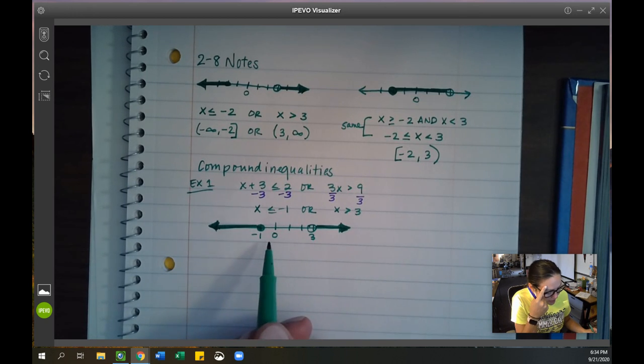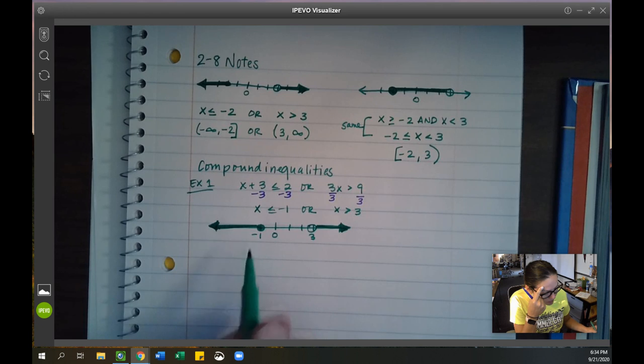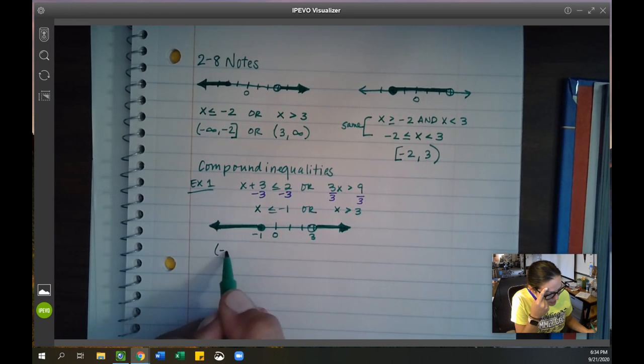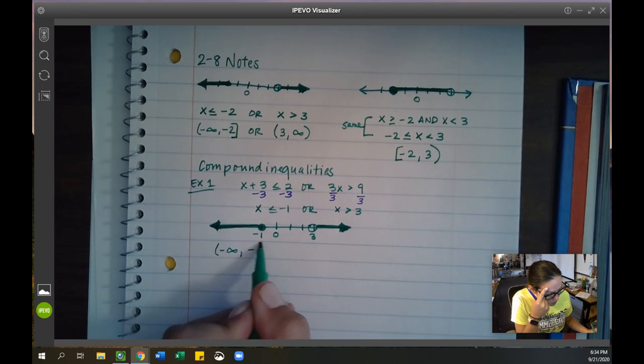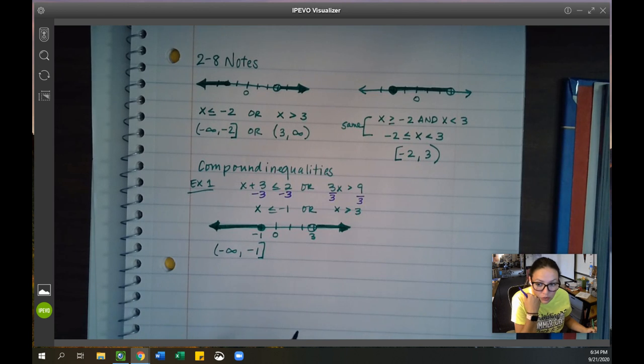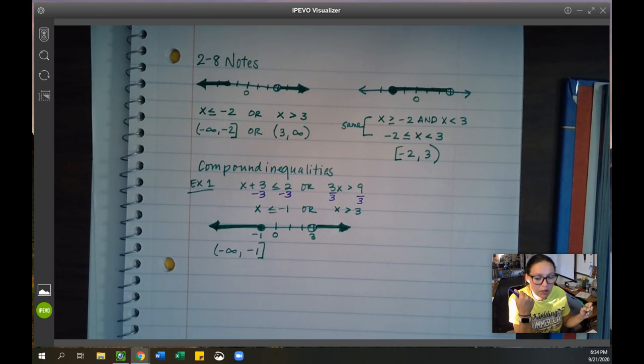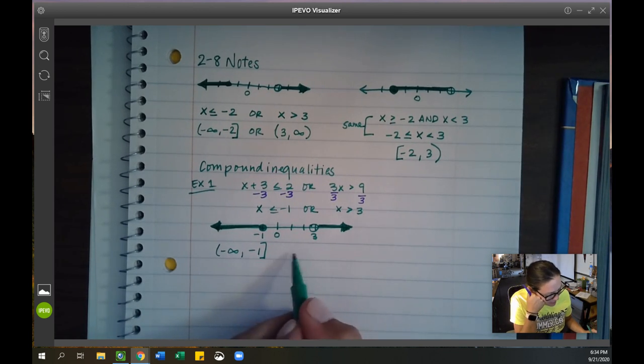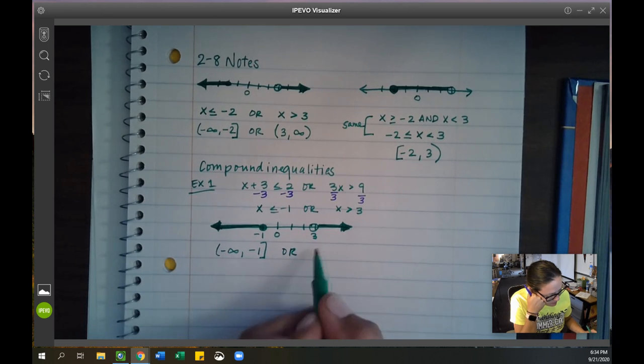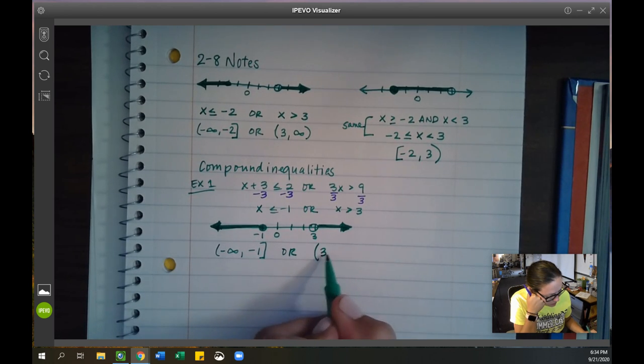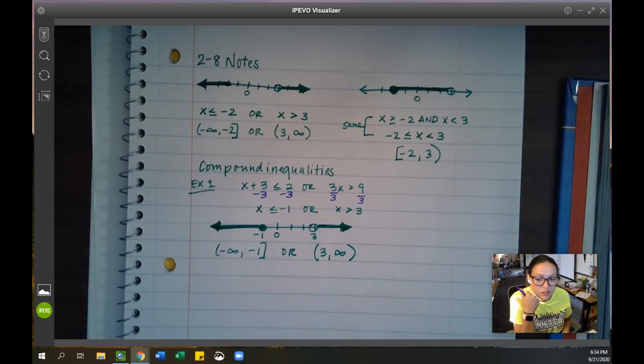What does this look like in interval notation? Well, this is negative infinity to negative 1, including negative 1, so we put the square bracket, and then, or, not including 3, but 3 to infinity.